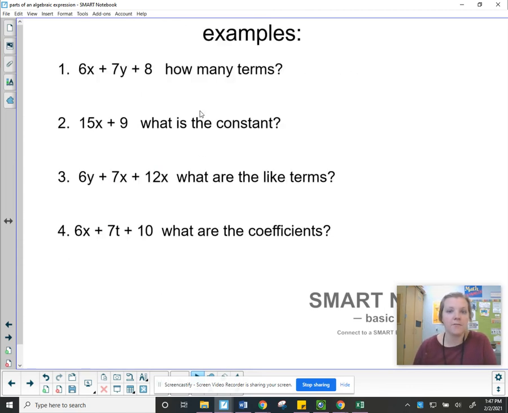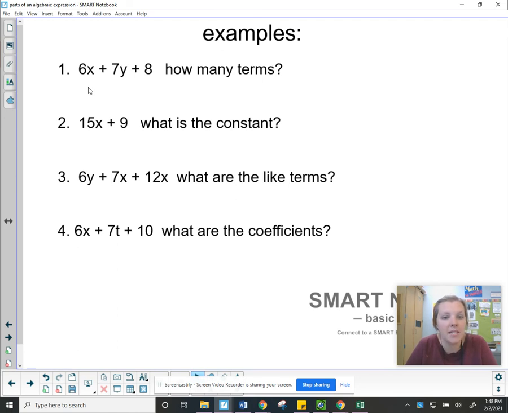So I have a couple of follow-up questions here. We can just talk through these so you can see what kind of questions you might be asked. But for this first one, 6x plus 7y plus 8, there are 3 terms for that expression. 6x, 7y, and 8 are each terms. For number 2, what is the constant? Think back what a constant is. A constant is a number. So a constant is the 9. I hope you're trying to do these before I say the answer, but 9 in that case is the constant.